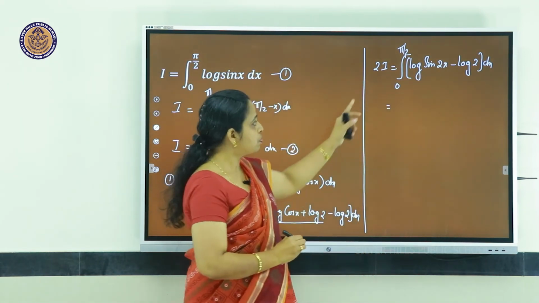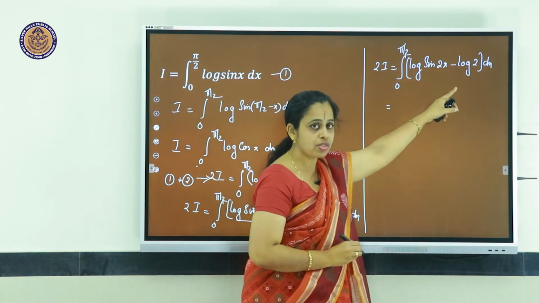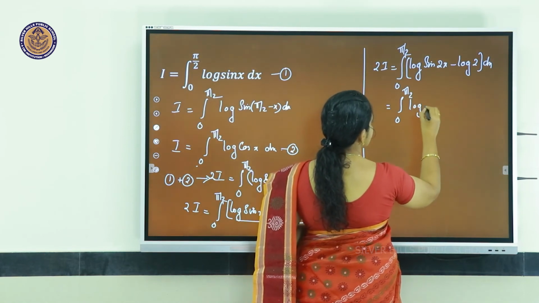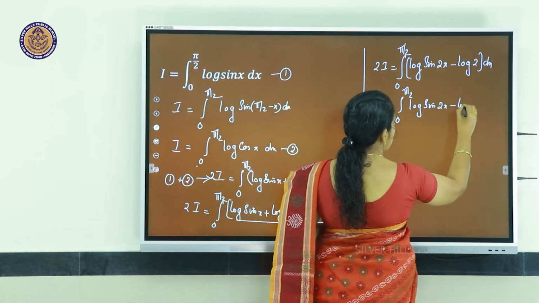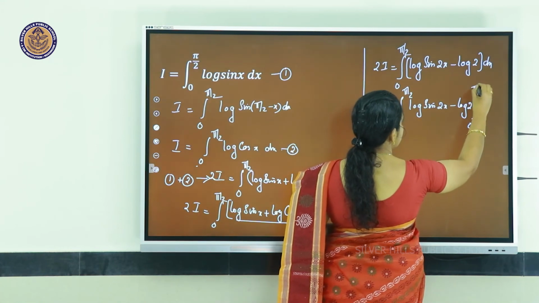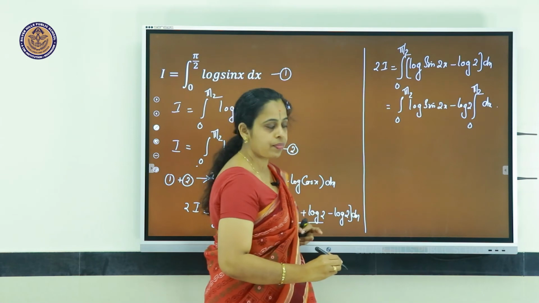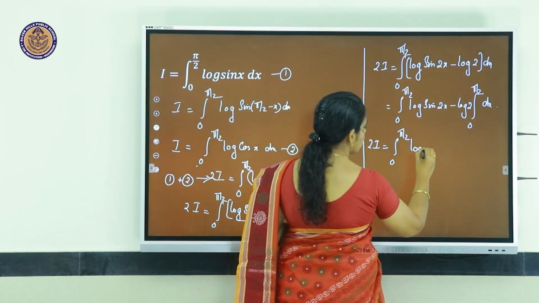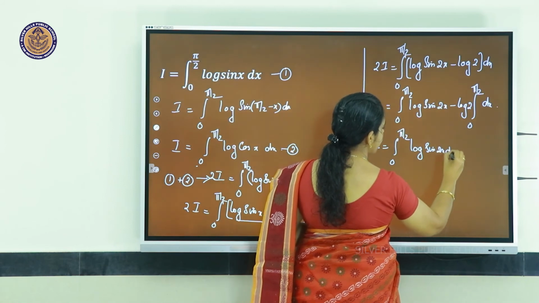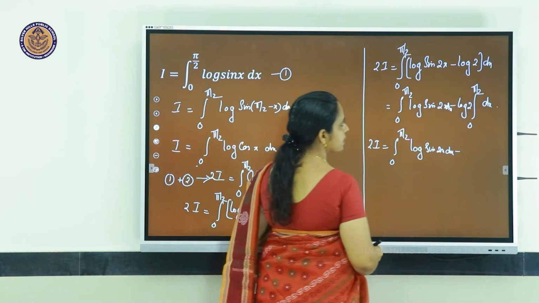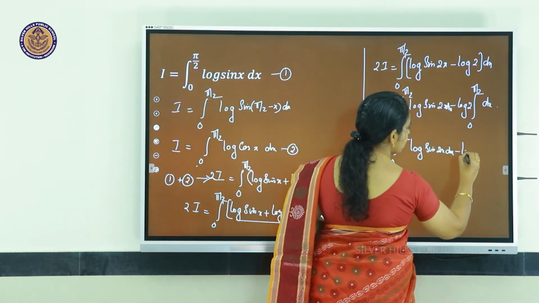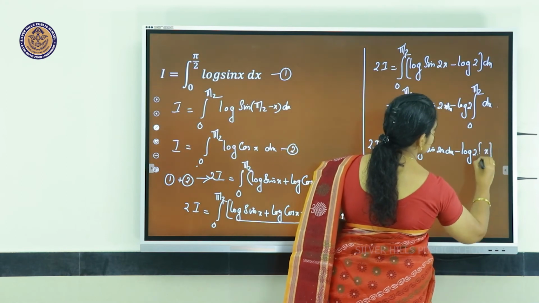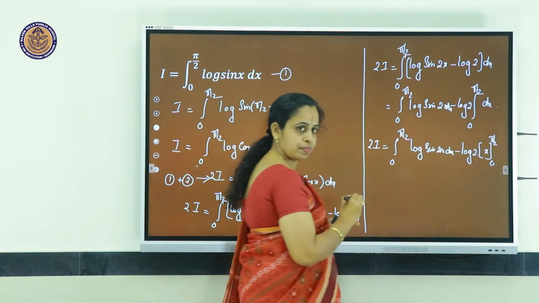Now, this part we have to integrate. That part is easy because log 2 is a constant. Let us make it into integral 0 to pi by 2 log sin 2x dx minus log 2 constant, integral 0 to pi by 2 dx. 2I equal to integral 0 to pi by 2 log sin 2x dx minus log 2 into integral dx, which is x, from pi by 2 to 0, correct.